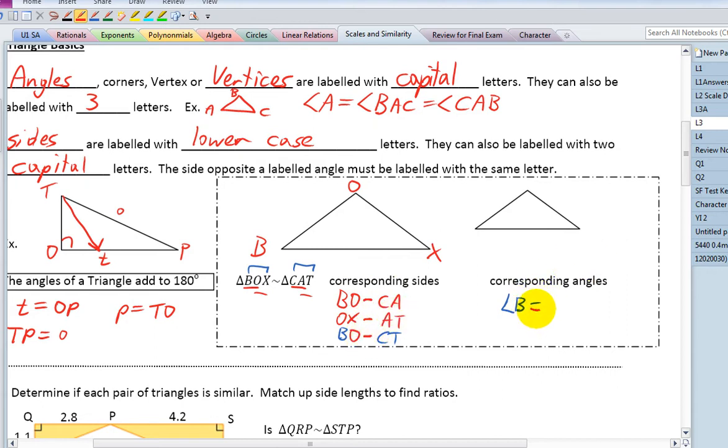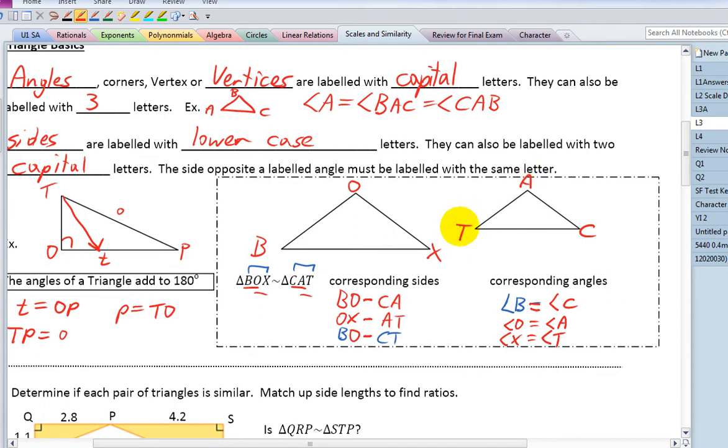Corresponding, angle B must be equal then to angle C. They're corresponding. What angle corresponds with O? Yeah, angle A, because they're both middle letters. And X corresponds with angle T. So if this is box, I'm going to call this cat.